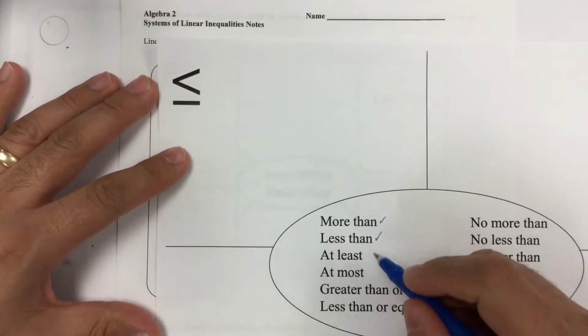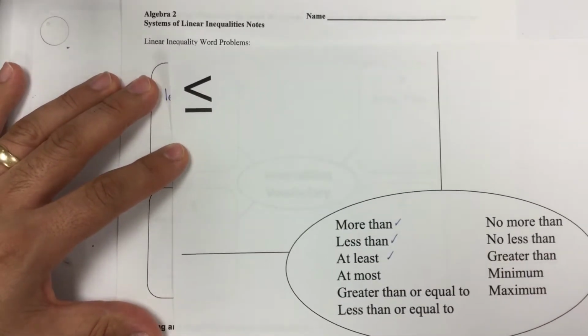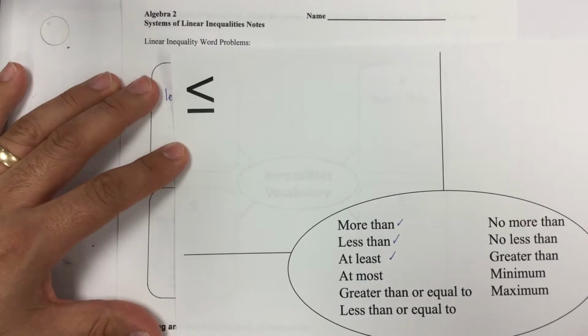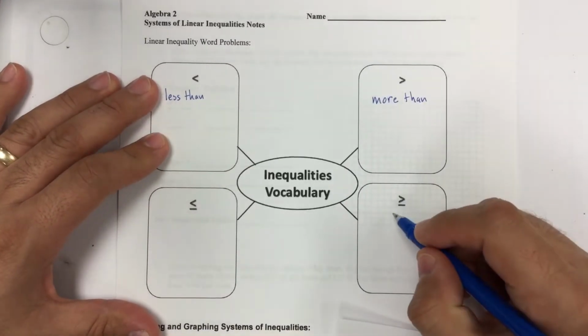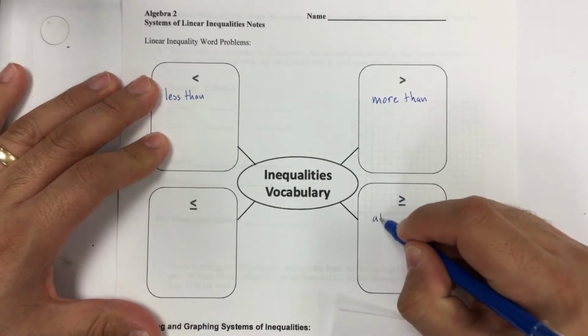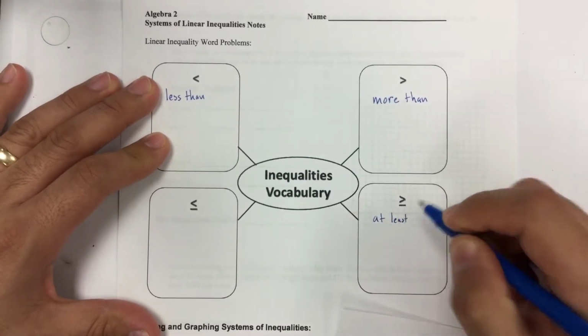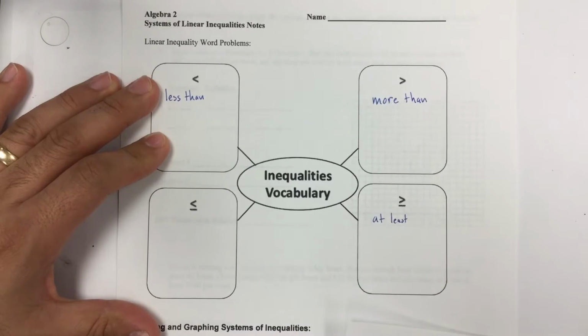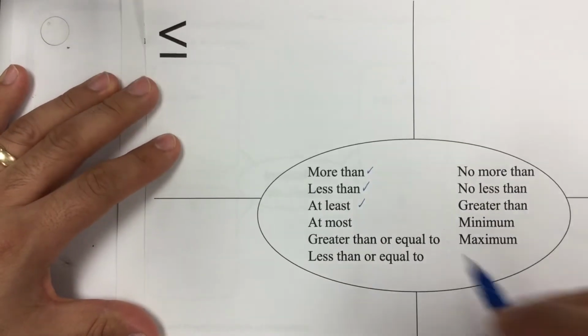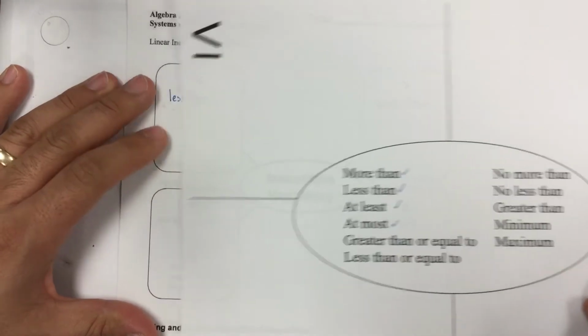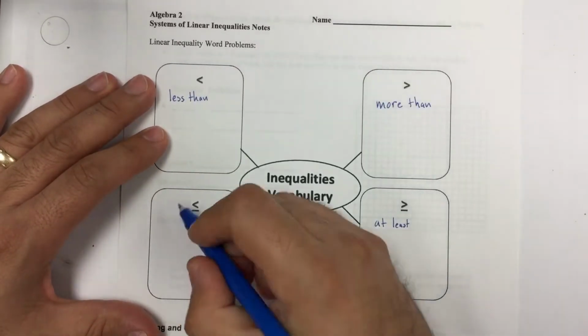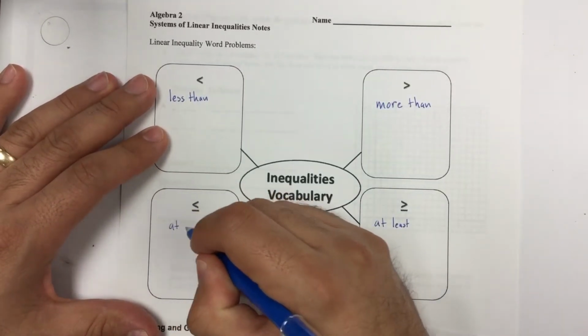We have at least. At least is greater than or equal to. So the lowest you can have is that one, but you can have more. For the next one, at most means you can have the highest, but you can't go higher than that, so it has to go lower. So this one would be at most.